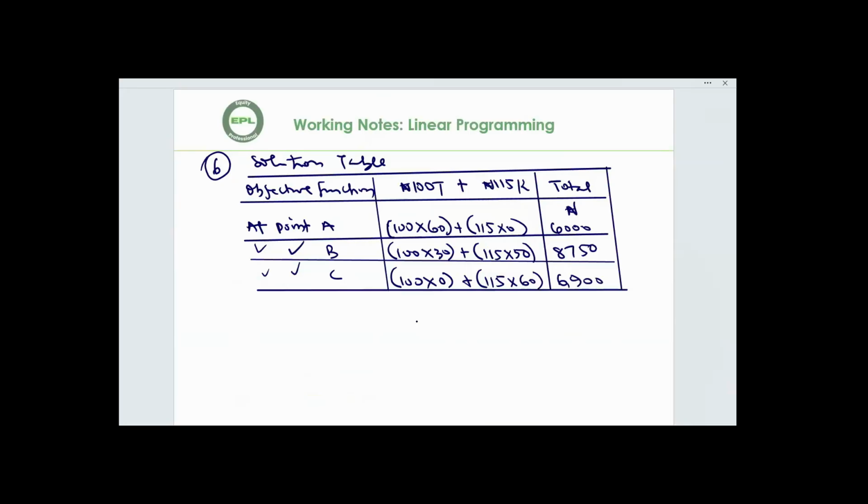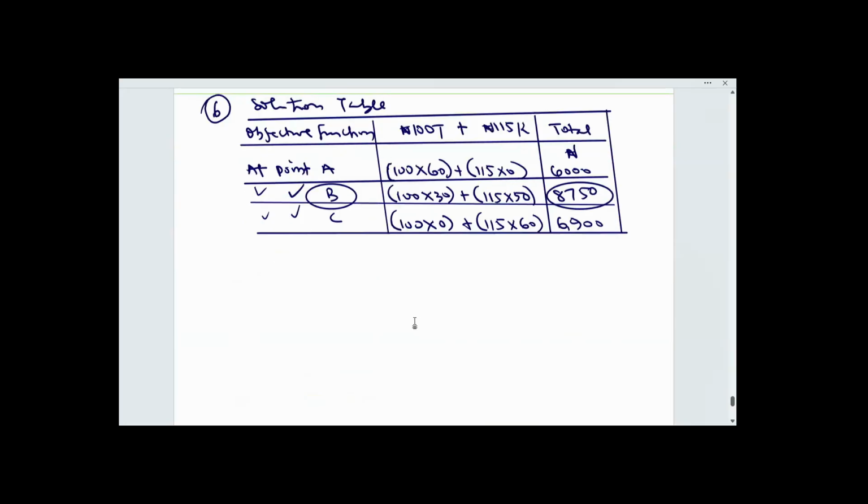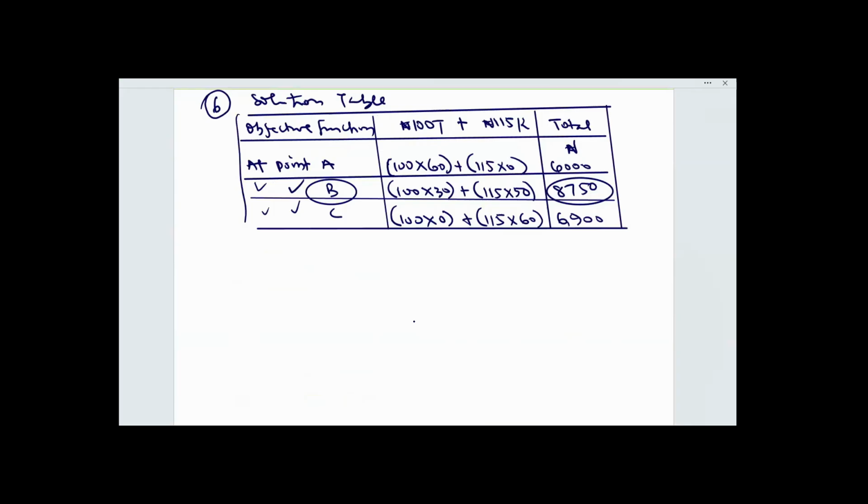So now you need to determine the optimal level of activity. The highest weekly contribution is 8,750. Therefore, that's the optimal level of activity. This is the highest, at point B. Therefore, I would then say optimal product mix, optimal production plan.